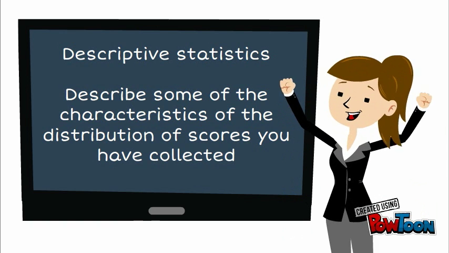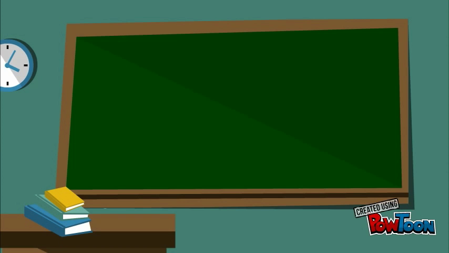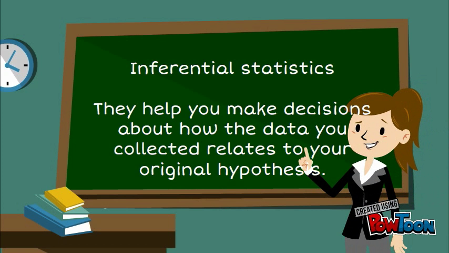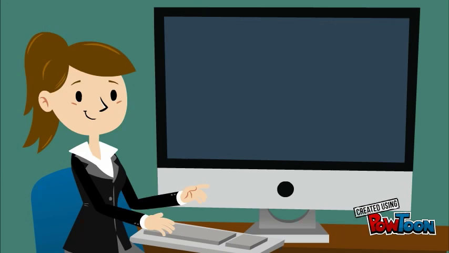Getting ready for data analysis. By using descriptive statistics, you can describe the scores you have collected. The tools you use to draw conclusions are called inferential statistics, and these will help with the decisions of your project. The first step in the analysis of data is to describe each variable. This means a set of descriptive statistics called the distribution of scores.